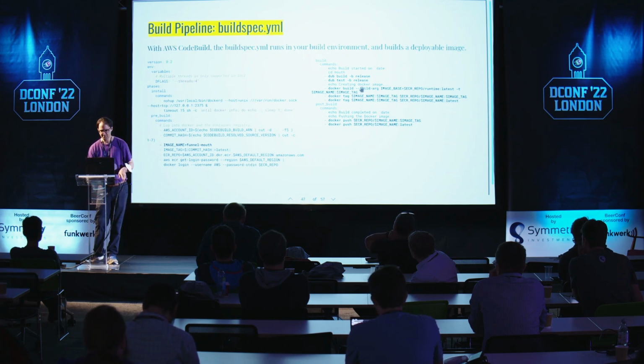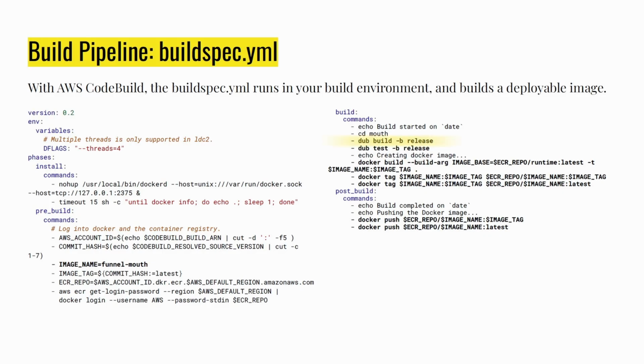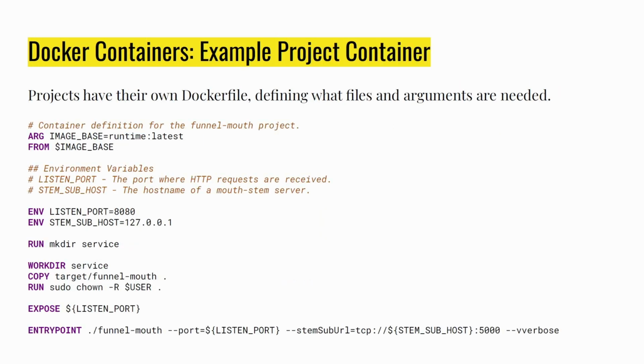A lot of gibberish here, but the important part is commands you already recognize. Dub build, dub test, and then you just upload. I give it a Docker tag, push it, done. An example project is this one. I just make a directory called service, and I already compiled the program. In this case, it's called funnel-mouth. Just copy it over, and then the entry point in my container is I just boot up, run the program, that's it.